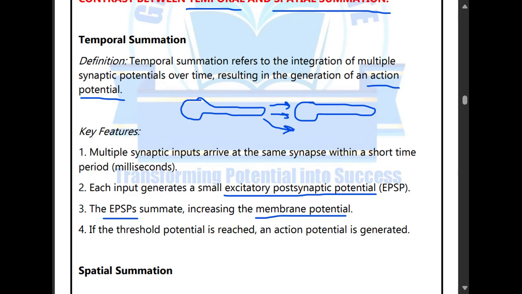Have we heard about temporal summation? Are we good to go? Can we now talk about spatial summation so that we can do as many questions as possible?